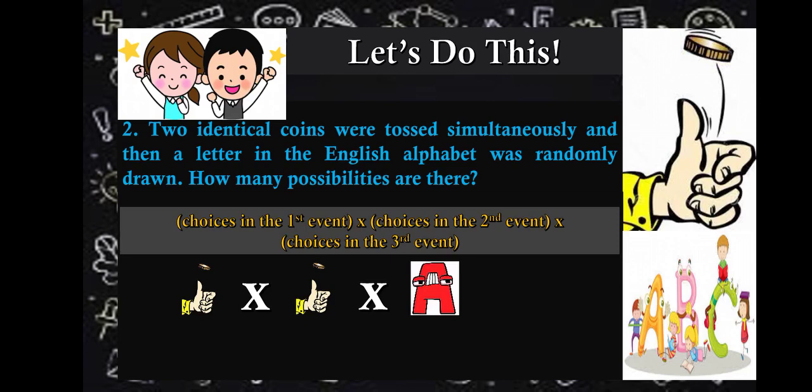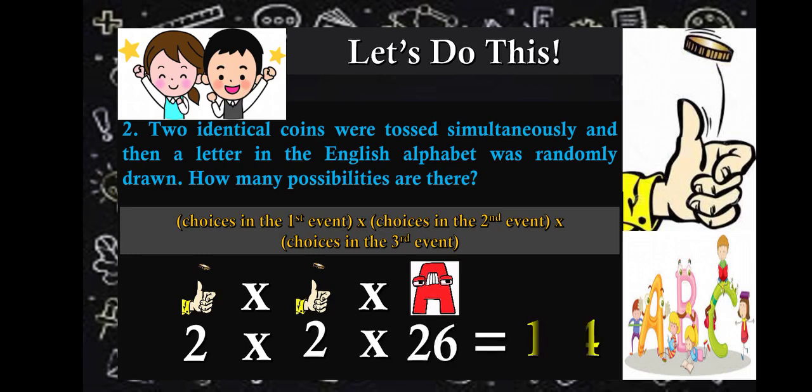How many choices in the first toss? We have two, only head and tail. On the second event, there are also two choices, head and tail. In the third event, drawing a letter in the English alphabet, we have 26 letters. So the possibilities are 2 times 2 times 26, and the answer is 104. There are 104 possibilities when tossing two identical coins simultaneously and drawing a letter in the English alphabet. 104 is the answer.